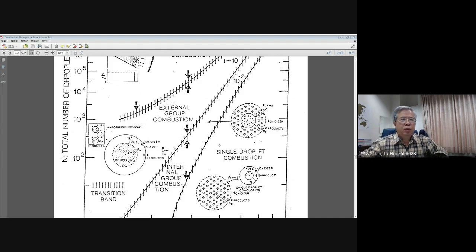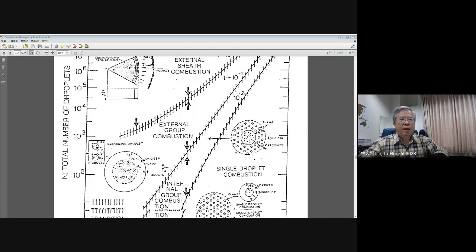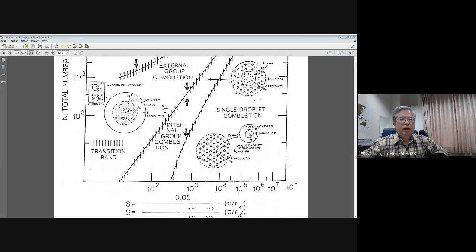Finally, you can go to the G number less than 0.01. Then you will find out in the spray field, you may all have single droplet burning in the far downstream region. In this case, the spray field is very dilute. The droplets are separated by a large distance. Sometimes they are burning and sometimes they are evaporating.